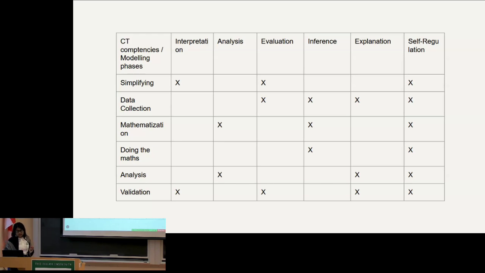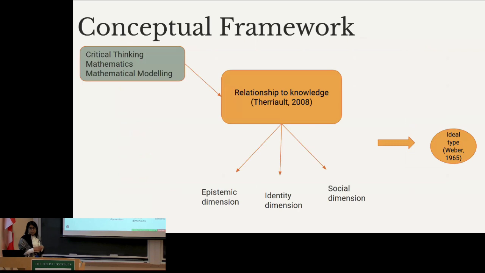The conceptual framework is this: I was interested to see what math teachers think about critical thinking as a knowledge, about mathematics, and about math modeling. So I used the concept of relationship to knowledge, developed by many folks before, but I specifically used the definitions from Thériault. We have three dimensions. Epistemic is more related to how these things are represented. Identity is how folks see themselves through this knowledge or how they relate to it. And the social dimension is everything related to colleagues or the social human aspect of it.